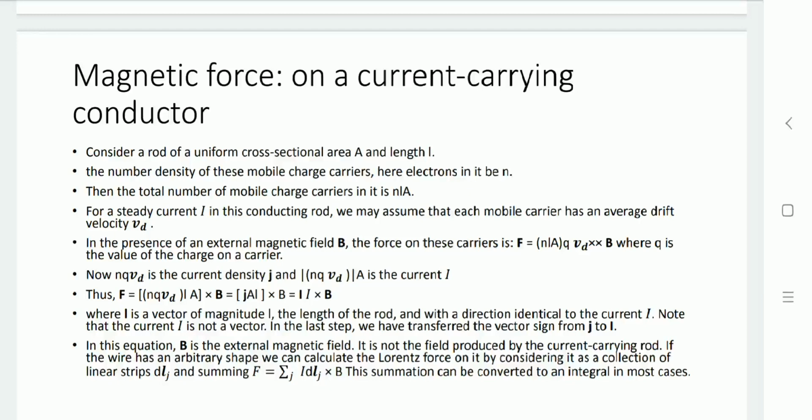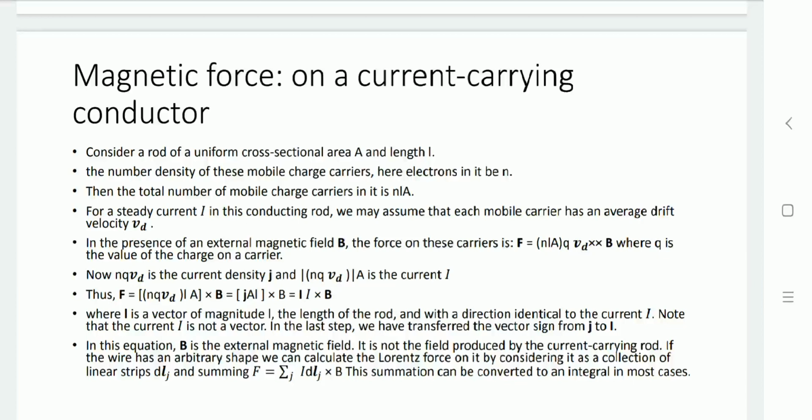on the total charge. Earlier we had the force equation qV cross B. Now instead of the single charge q, we have the total charge nLAq. Instead of V, we have the average drift velocity Vd, and the field B is available. Two times the cross product we are going to do, one with the velocity and another with the number of charge carriers.